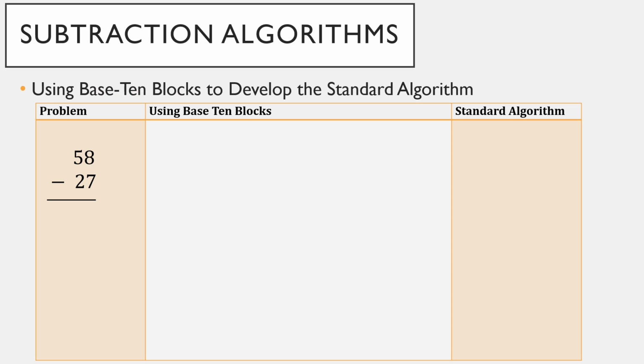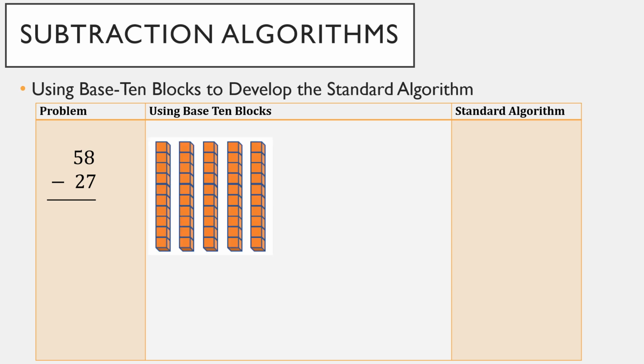All right, using base 10 blocks to develop our standard algorithm, I really like this method. We're going to be looking at this problem, 58 minus 27. If we want to take those two values, our minuend 58 and our subtrahend 27, and represent those with base 10 blocks, we can do that. For 58, I've got 5 10s and 8 1s. Then for 27, I'm going to have 2 10s and 7 1s.